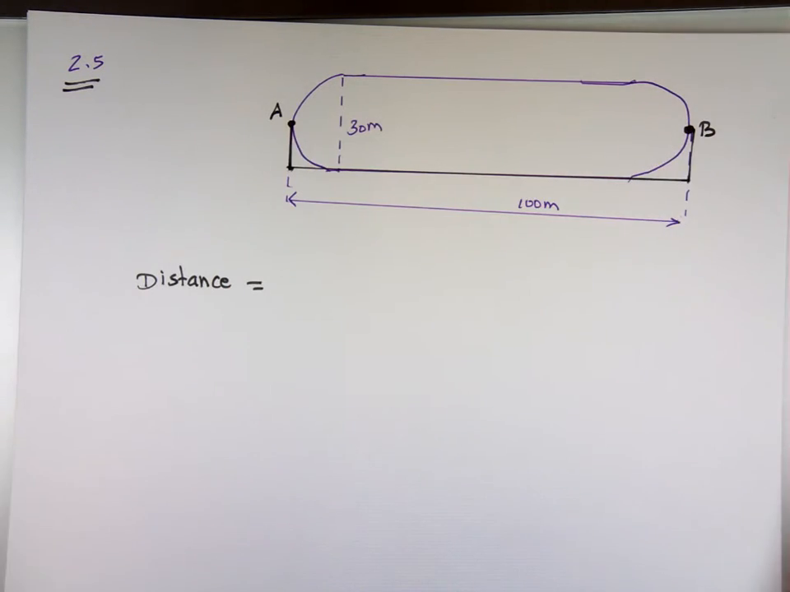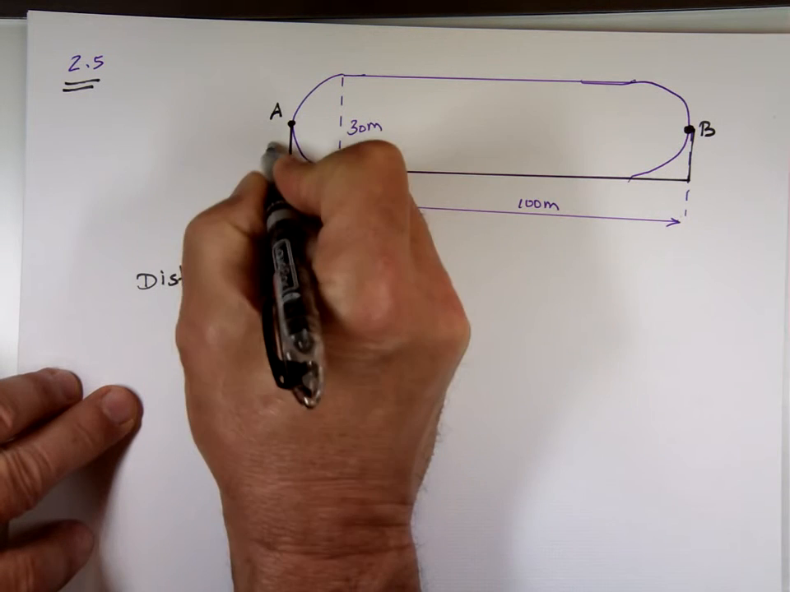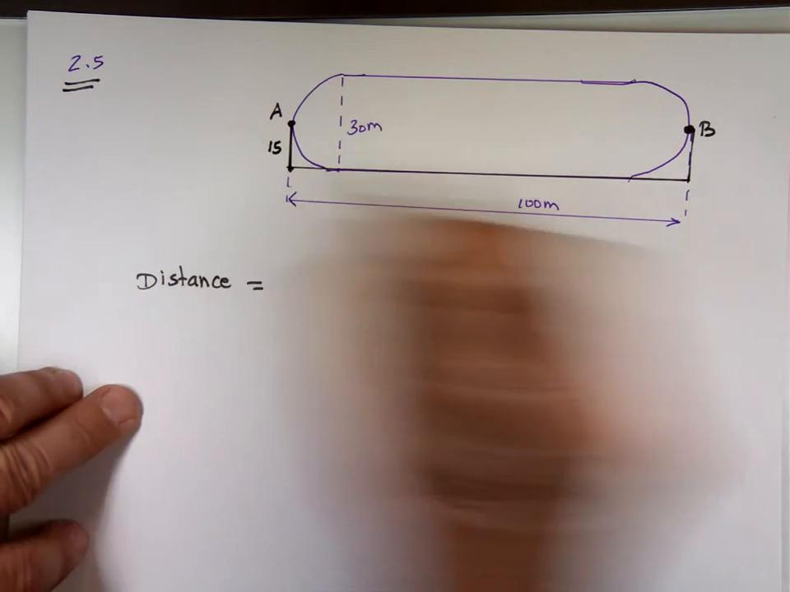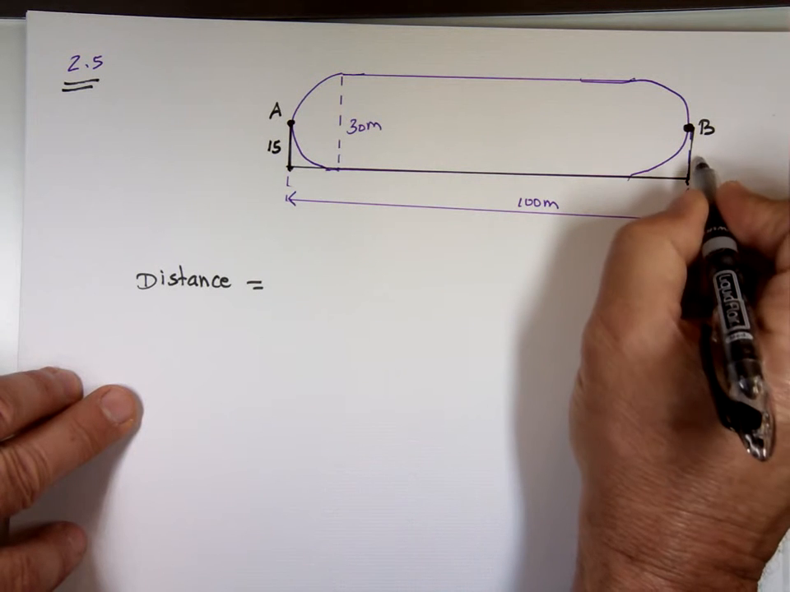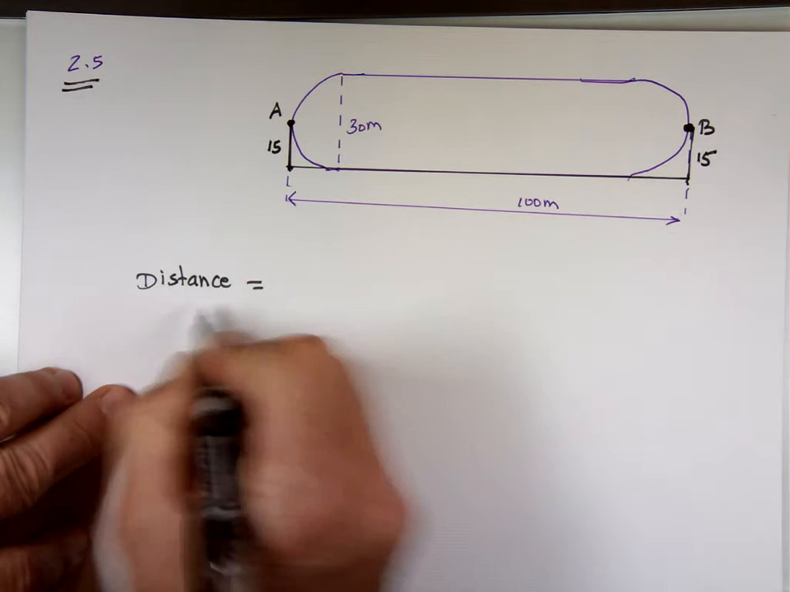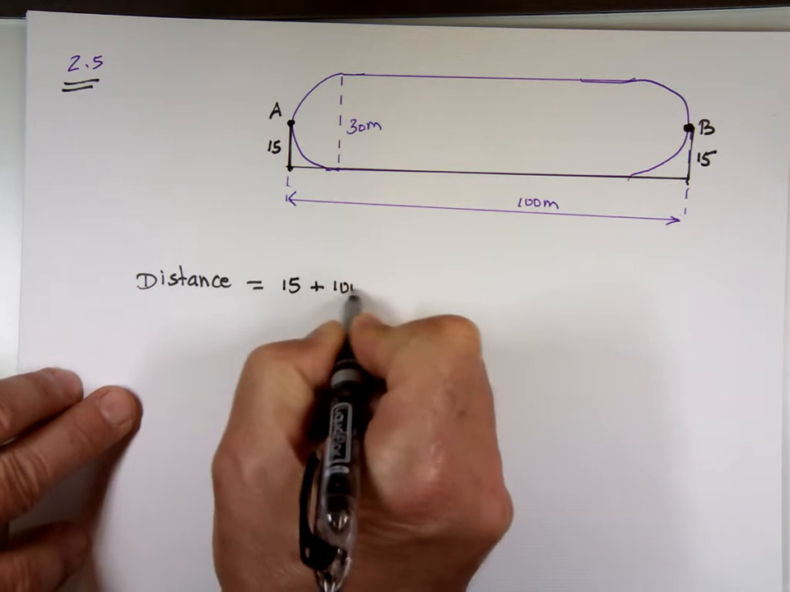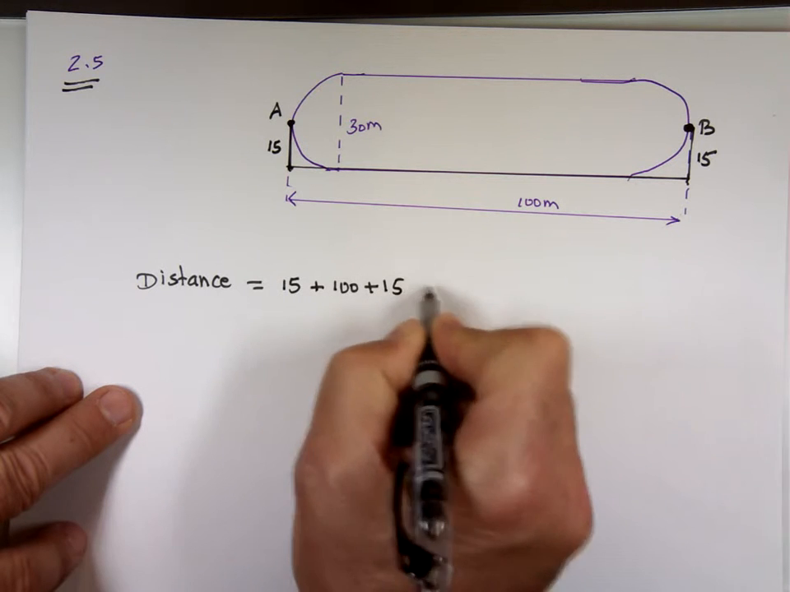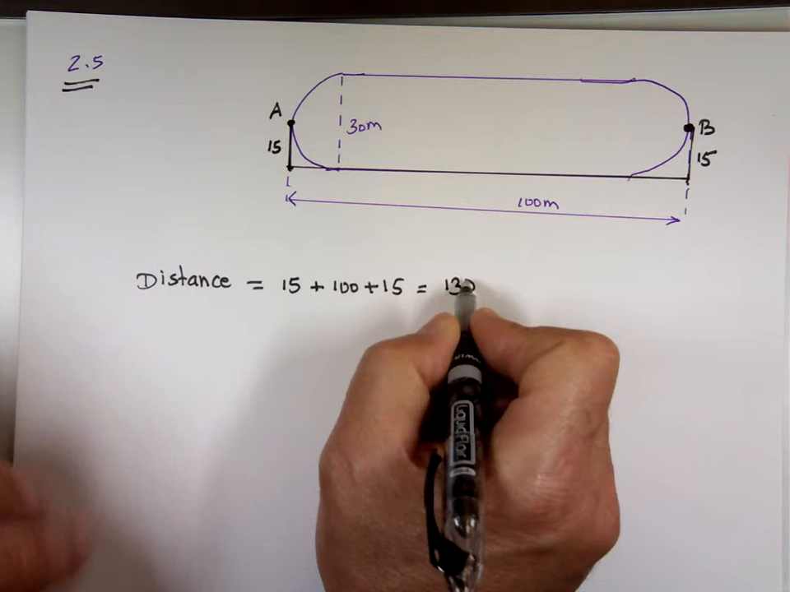Well, if you neglect the curvature, what's the distance from here to there? 15. And what's the distance from here to there? 100. And what's the distance from here to there? 15. So the distance traveled is 15 plus the 100 plus the 15, which is 130 meters.